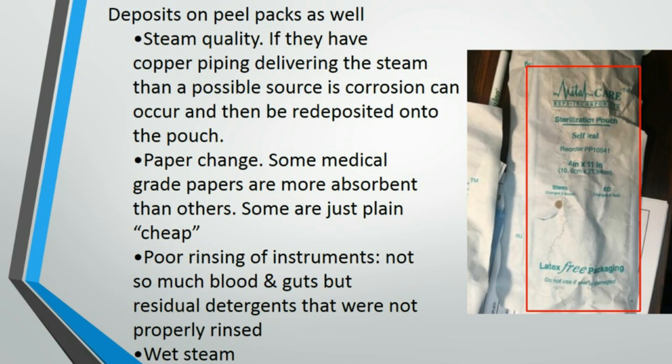And then there's poor rinsing of instruments. Not so much blood, but residual detergents. If they're left on instruments, the steam comes in, they become wet again, and then they can deposit back onto the back of your peel pouch. And then, of course, wet steam. You would actually see that as well, as a wet pack or one on its way to being a wet pack that dried out just enough, but you can tell it was very, very wet at some point, and that's not good. That's not what you want.